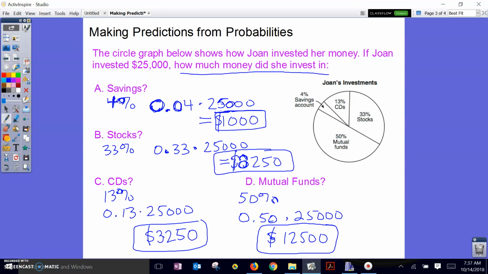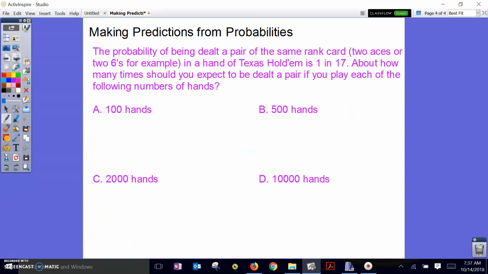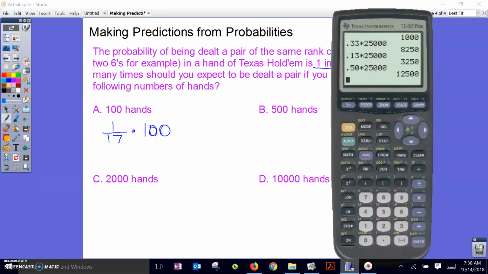All right, on to the last example here. It says the probability of being dealt a pair of the same rank card in a hand of Texas Hold'em is 1 in 17. About how many times should you expect to be dealt a pair if you play each of the following numbers of hands? Okay, so our probability is 1 in 17. And we're going to take that probability times the number of hands that we play in order to make our prediction. So we've got 1 in 17 times 100 hands here in part A.